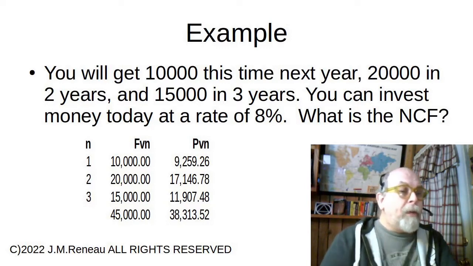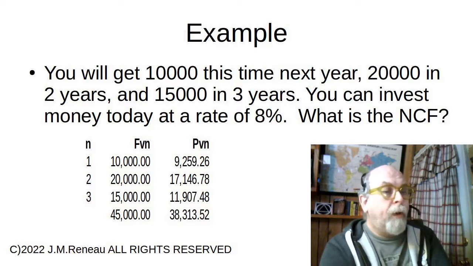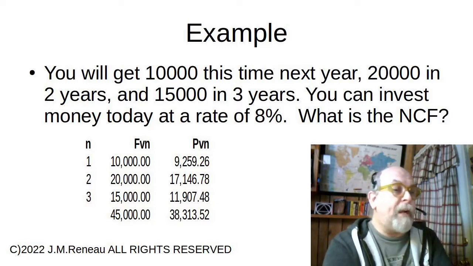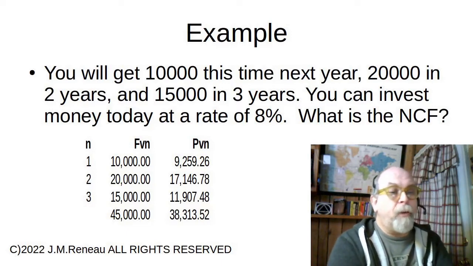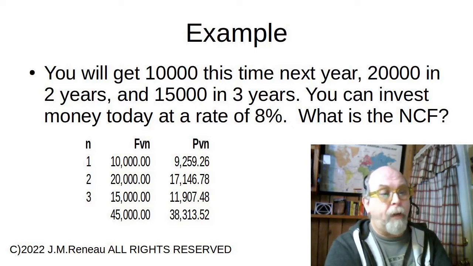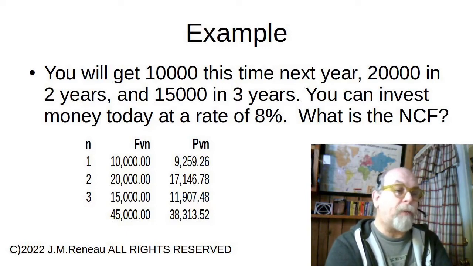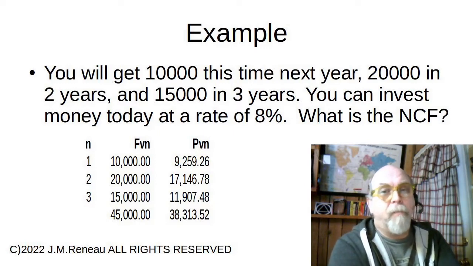And what we do is we say, well, that first $10,000 is a year away, so we calculate the present value of $9,259. We then calculate the present value of the flow at the end of year 2, 2 years away, at $17,146. The $15,000 calculated at 8% 3 years away would be $11,907, for a total of $38,313.